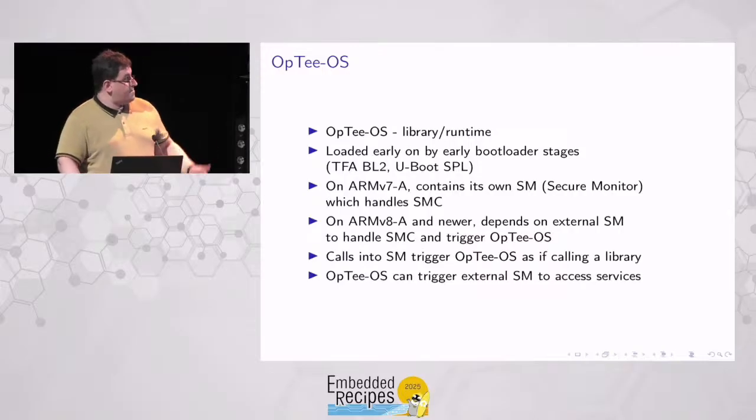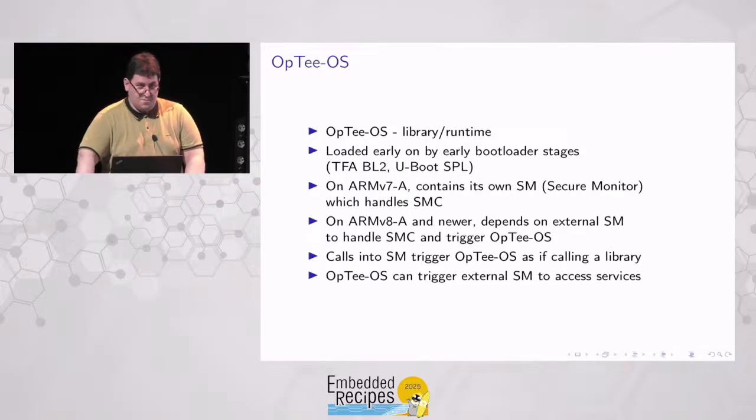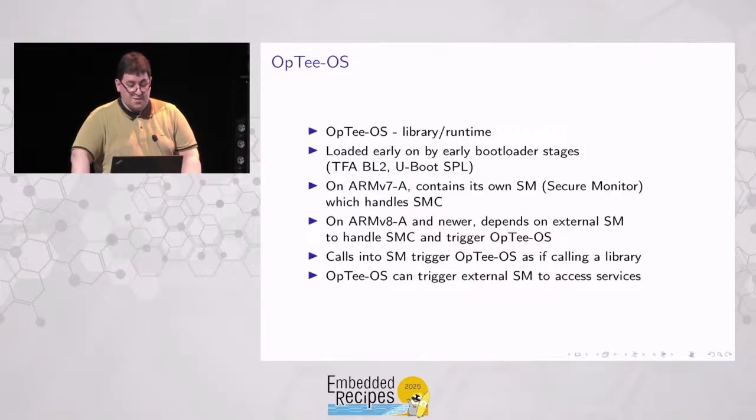The OP-TEE OS library/runtime is installed very early on, either by TF-A BL2 or it can be installed by U-Boot SPL. It has to run very early on because it has to install on ARMv7 its own secure monitor handlers. On ARMv8, there is a slight difference in that the secure monitor is external to the OP-TEE OS, so the handlers are installed potentially by TF-A, and OP-TEE OS is only loaded into memory, and it doesn't install anything on its own.